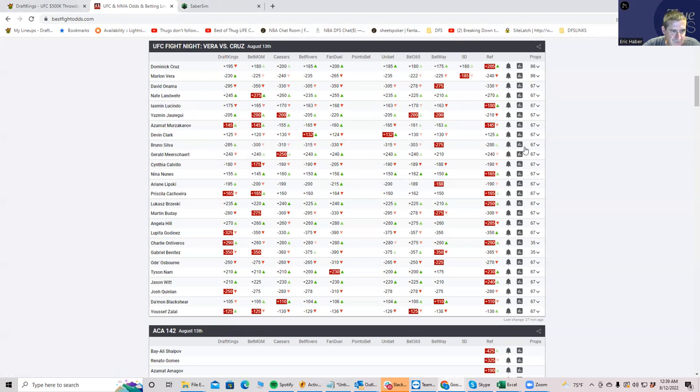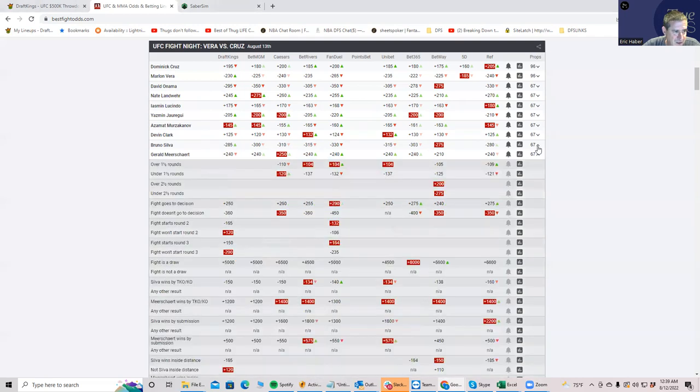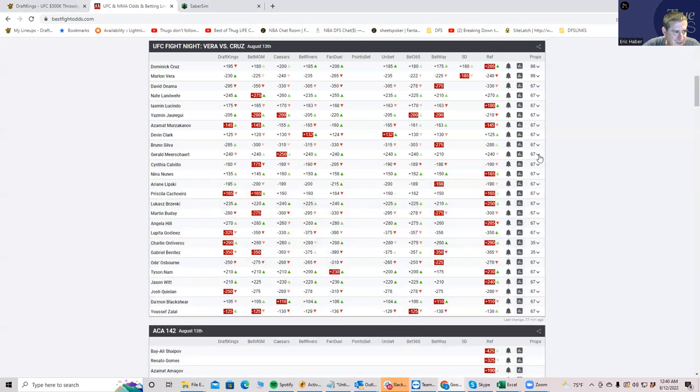You have Bruno Silva, likewise, about a 3-1 favorite. Not as big of a favorite as Onama, but a pretty big favorite. And the inside the distance prop is a little bit better for Silva, but not much. You know, -165 for him to finish inside the distance. But Onama is just about as good and has a little bit better win odds.